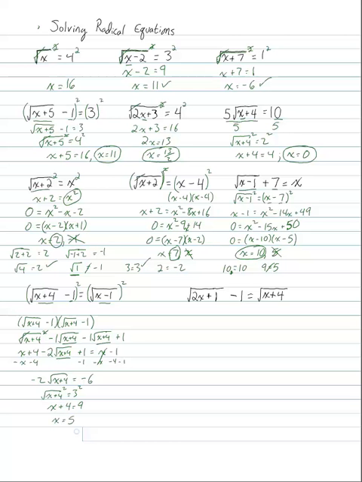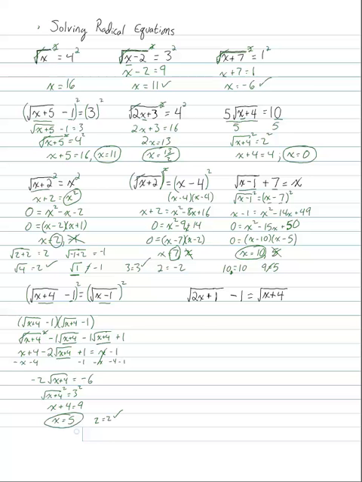I do want to check. If I sub in 5, 5 plus 4 is 9, square root of 9 is 3, 3 minus 1 is 2. So I got 2 on the one side. On the other side, I have 5 minus 1 is 4, square root of 4 is 2. So it checks. So that should be my answer. Let's try it with the next one.